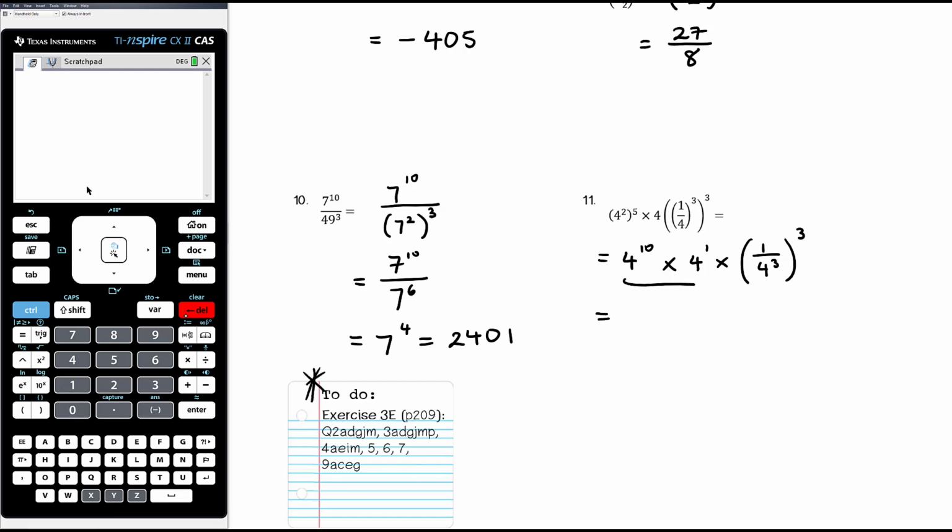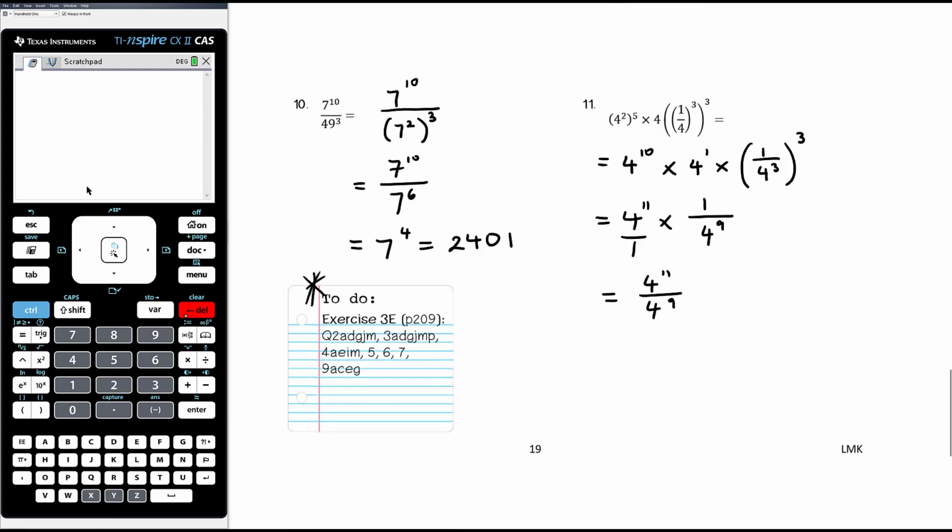Let's put those two together. We've got 4 to the power of 10 times 4 to the power of 1, so it's 4 to the power of 11, multiplied by 1 cubed, which is still 1, over 4 cubed and then cubed again. We multiply those powers together, so that's 4 to the power of 9. So we've got 4 to the power of 11 over 1 times 1 over 4 to the power of 9. So we've just got 4 to the power of 11 over 4 to the power of 9. Then we can subtract powers when we have the same base and we're dividing, so that's 4 squared, and this whole thing tidies up really nicely to equal 16.